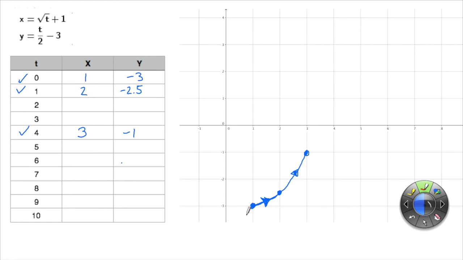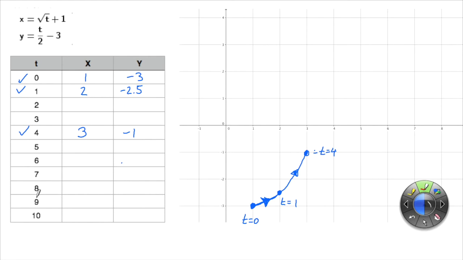So one way of labeling these points, this would be t equals 0. This one would be t equals 1. This one over here would be t equals 4. And the other way, of course, is labeling them by the coordinates.